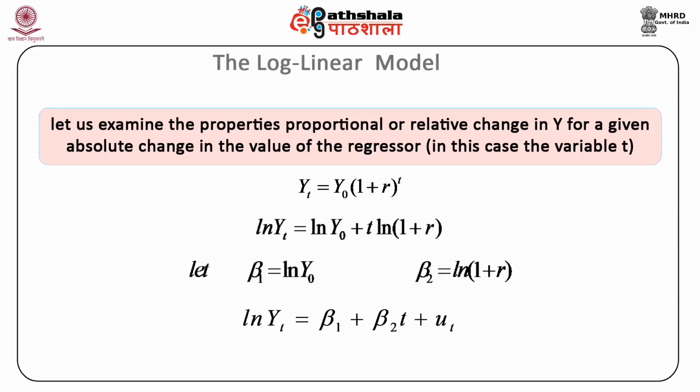Instantaneous versus compound rate of growth. The coefficient of the trend variable in the growth model, beta 2, gives the instantaneous rate of growth, which means at a point in time, and not the compound rate of growth, which is over a period of time. But the latter can be easily found by taking the antilog of the estimated beta 2, subtracting 1 from it, and multiplying the difference by 100.